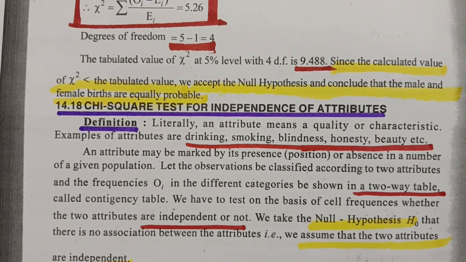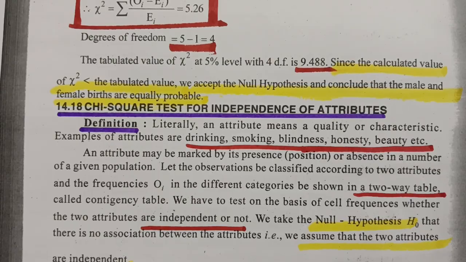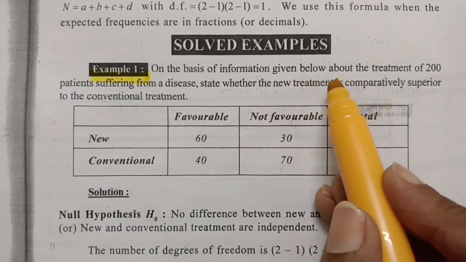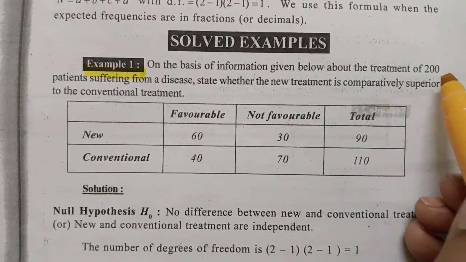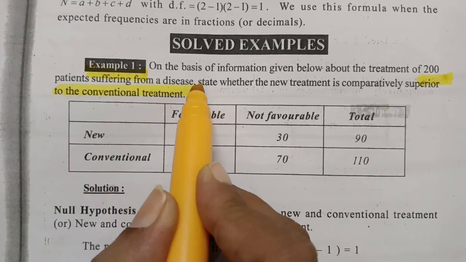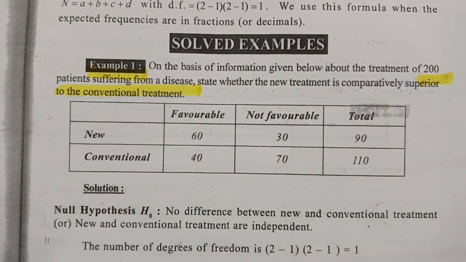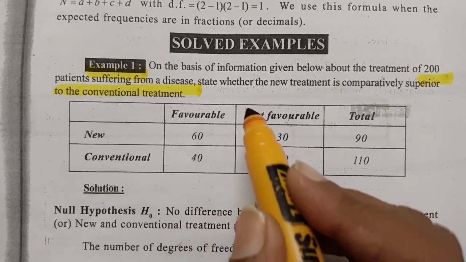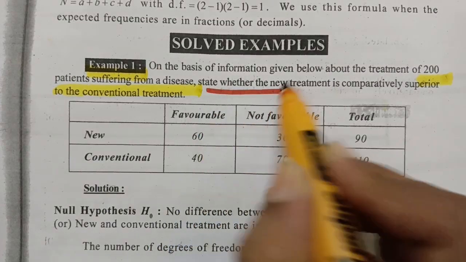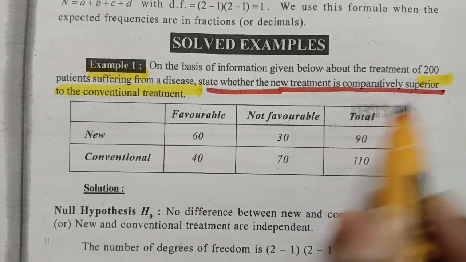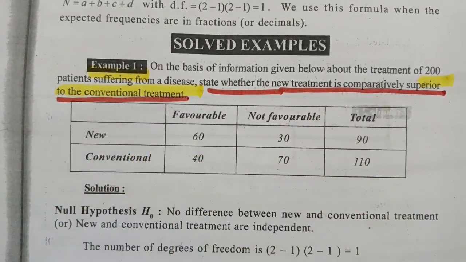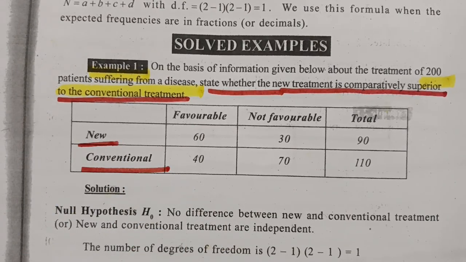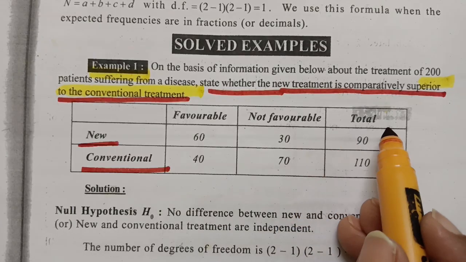So here is the first problem related to the chi-square test of independence. This is example 1. On the basis of the information given below about the treatment of 200 patients suffering from a disease, we have to state whether the new treatment is comparatively superior to the conventional treatment. Here is the new treatment and here is the conventional treatment, with columns favorable, not favorable, and total.